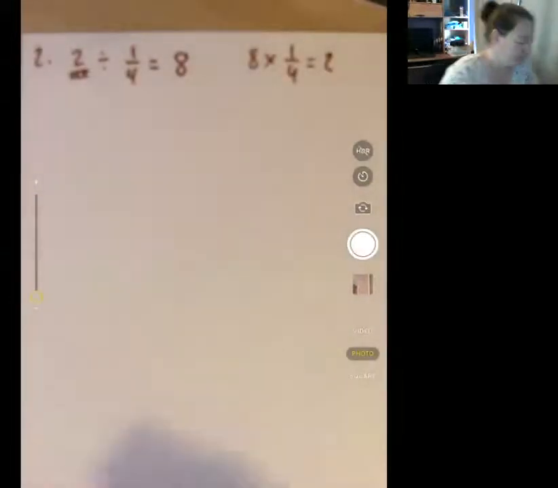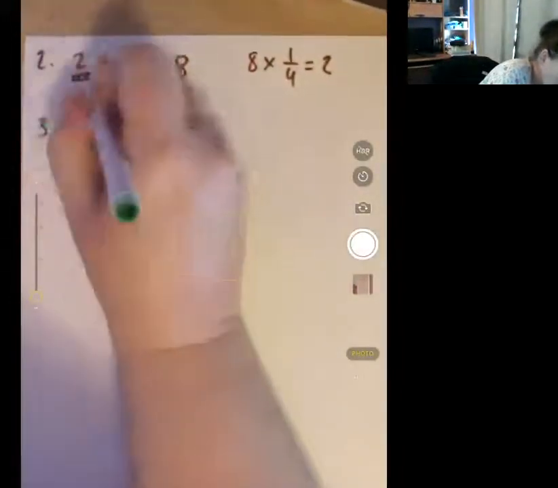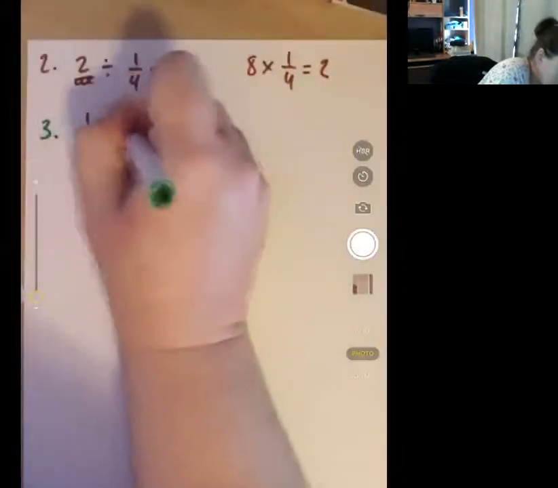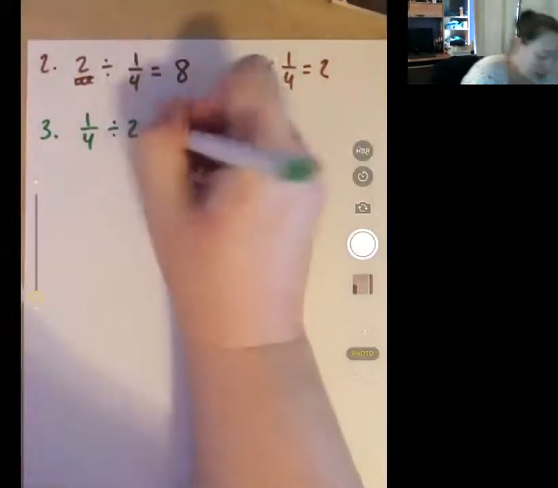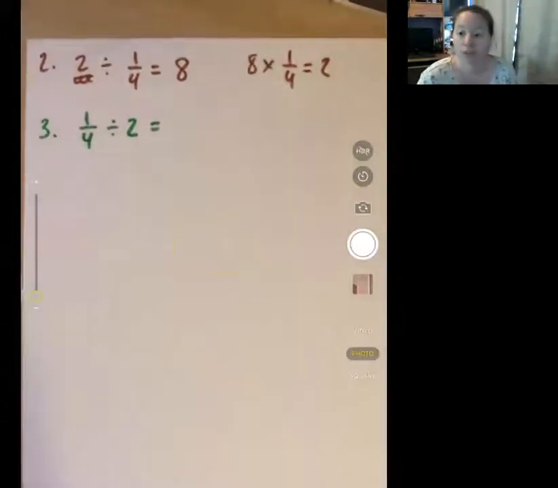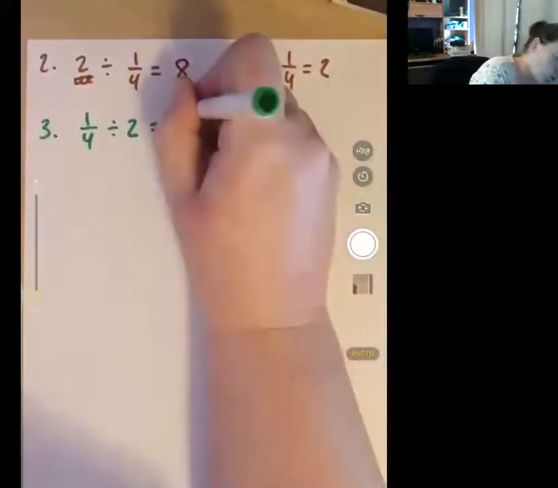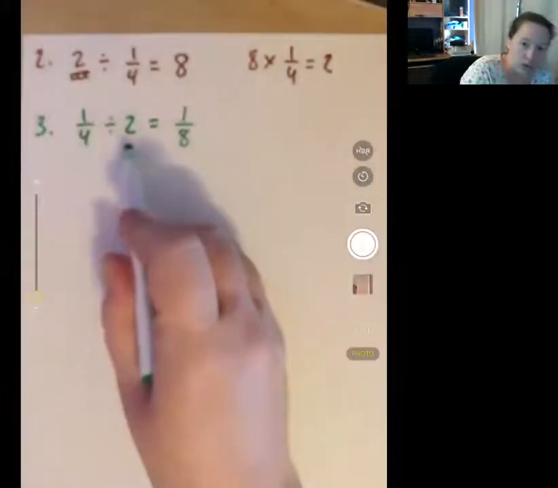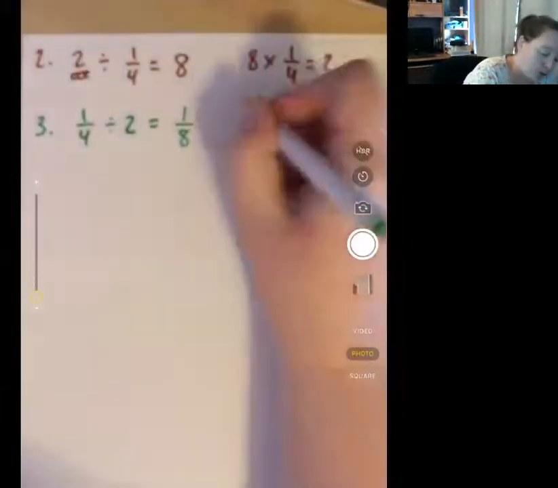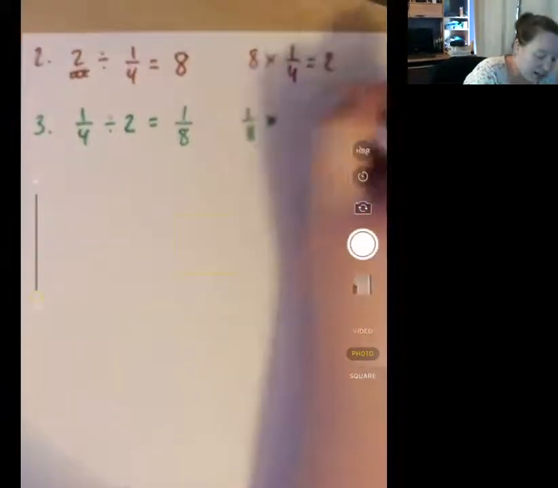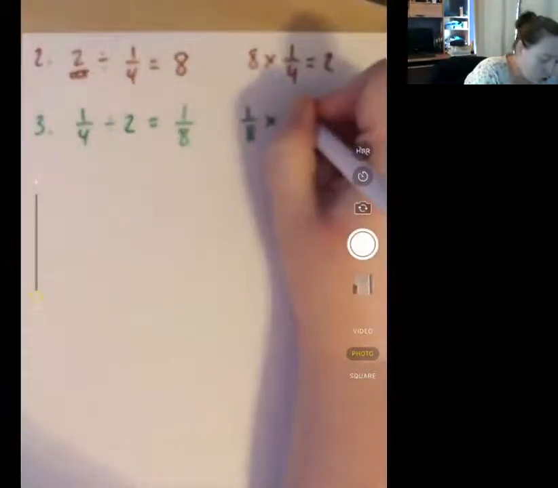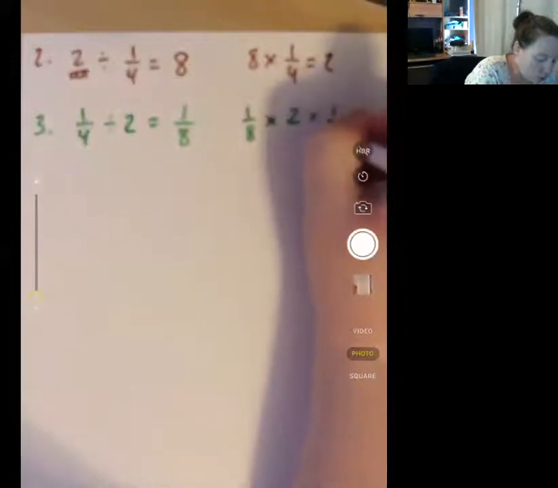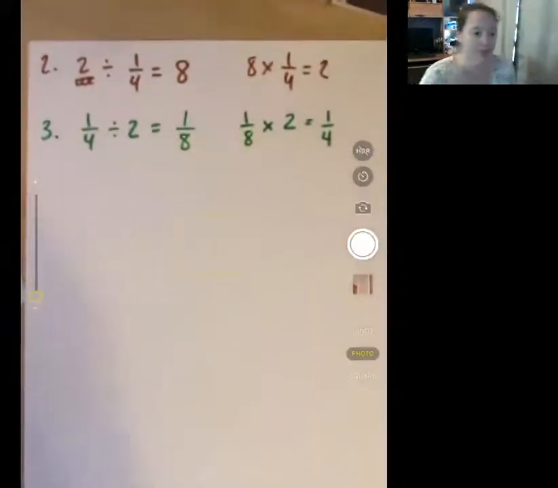Number 3. 1/4 divided by 2 is equal to, so I'm splitting the 1/4 into 2 parts. So 4 times 2 is 8. 1/8. I divided by a whole number, so I end up with a fraction. 1/8 times 2 is equal to 1/4.